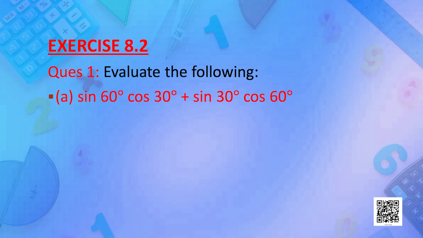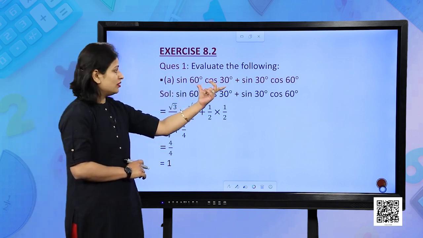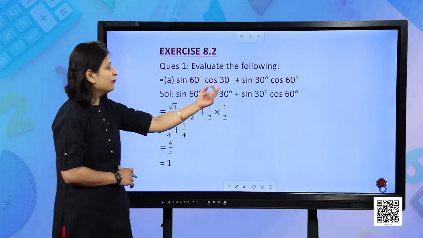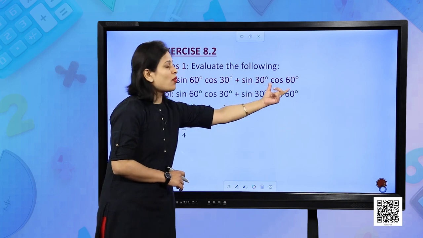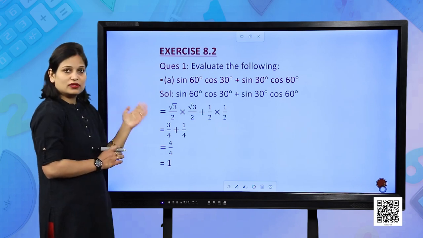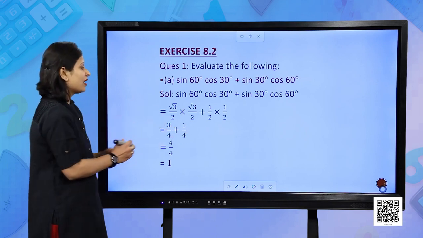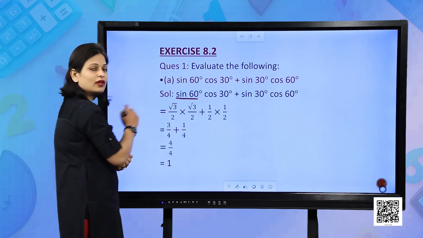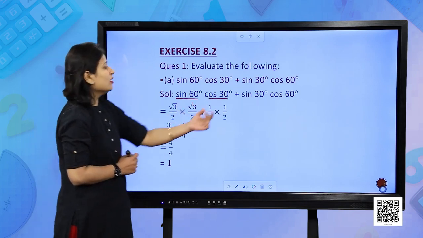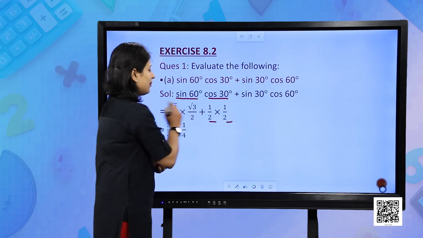Question number 1. Evaluate the following. Part A, we need to find out the value of sin 60 degree into cos 30 degree plus sin 30 degree into cos 60 degree. As we have just calculated the values of the functions sin, cos, tan, we just substitute the values over here. Sin 60 degree is what? Root 3 by 2. Cos 30 degree is what? Root 3 by 2. Sin 30 is 1 by 2 and cos 60 is 1 by 2.